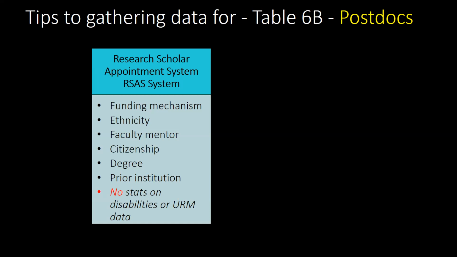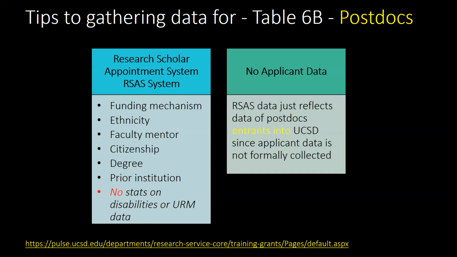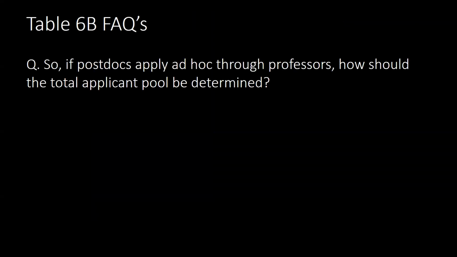I'll use that word. There is a system on campus called the RSAS system, and this can give you some information, but again, this is only for those postdocs that actually have been hired. So it's not going to give you all the information that you need. And you can see here, it doesn't give you any stats on disability or URN. That's a huge issue right there, because we know that NIH wants that information.